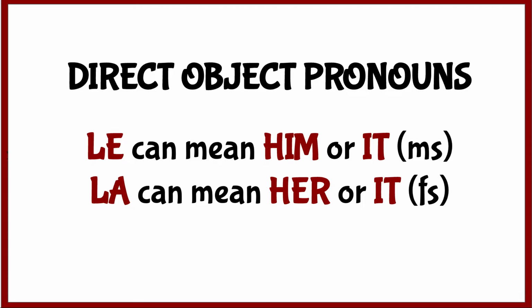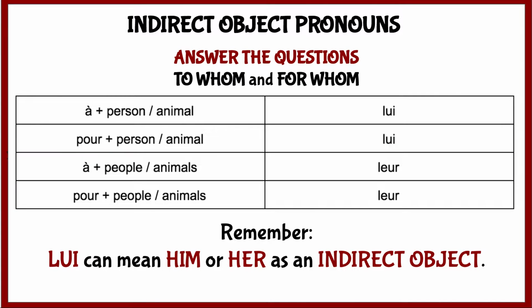And now we're going to talk about indirect objects. So remember, which two questions do direct objects answer? Who and what? J'appelle Jennifer. Who am I calling? Jennifer. La. J'appelle Tristan. Who am I calling? Le. Okay. So now, indirect objects answer the question, write this down too: indirect object pronouns answer the question to whom and for whom. So instead of what and who, it's to whom and for whom.